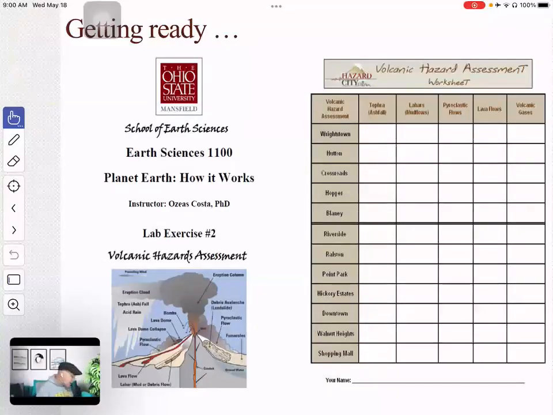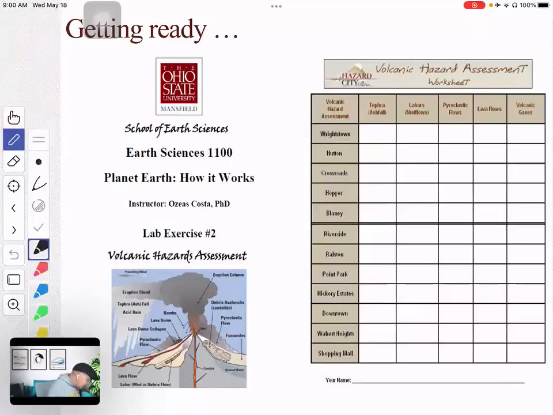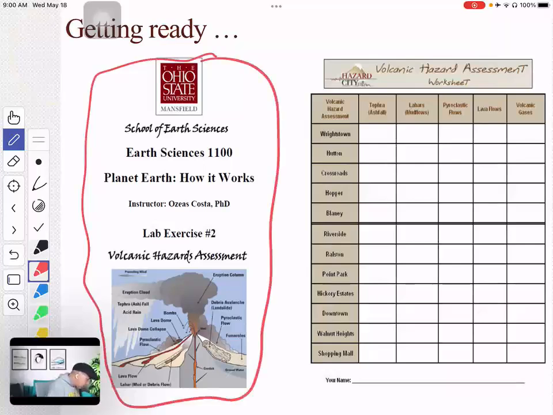As you get ready for this exercise, it's important to have two tools or pieces of information with you. One is the tutorial, the tutorial that contains all the questions for the exercise and all the instructions, all the information that you're going to need to answer the questions.